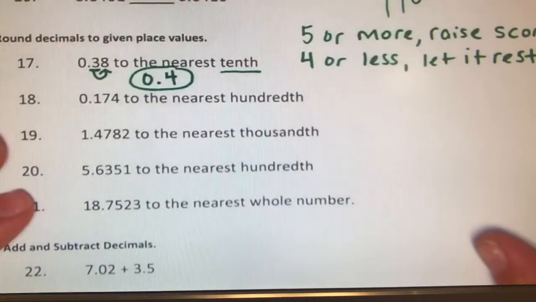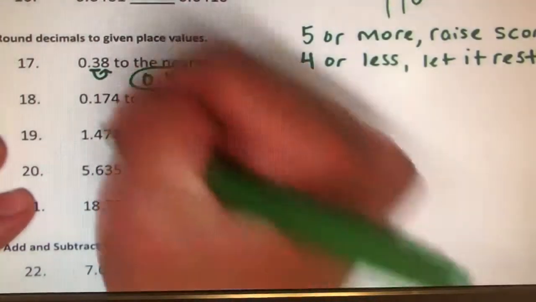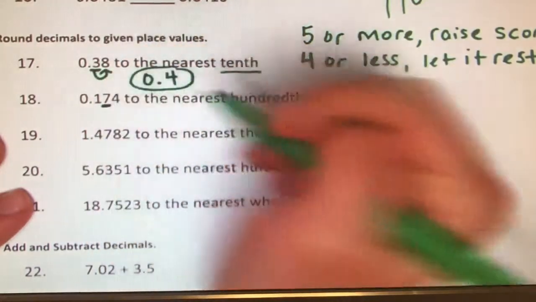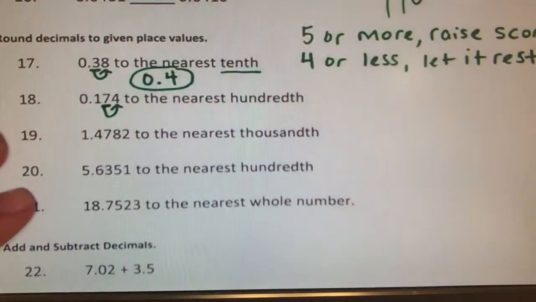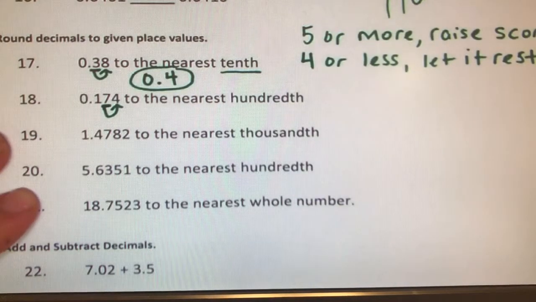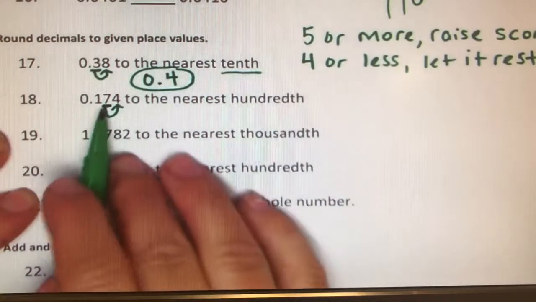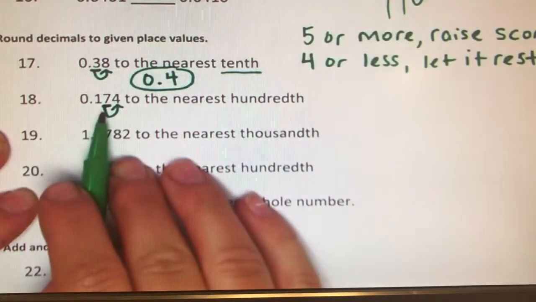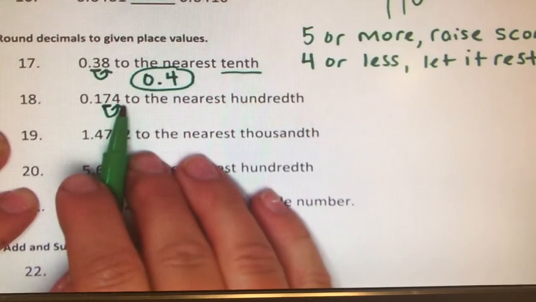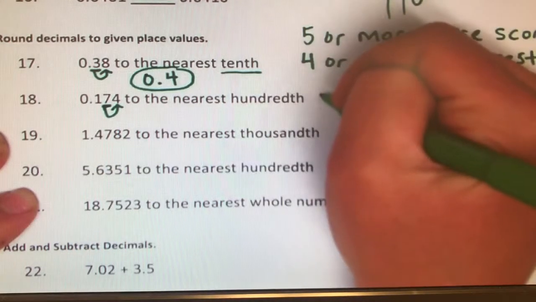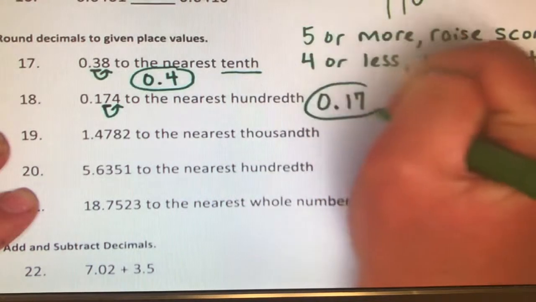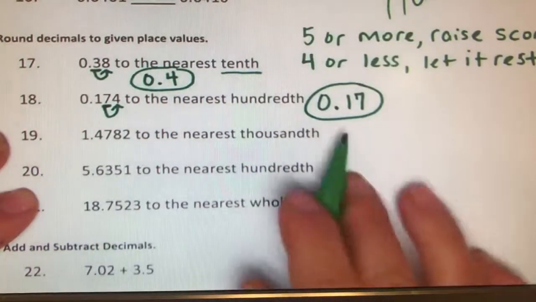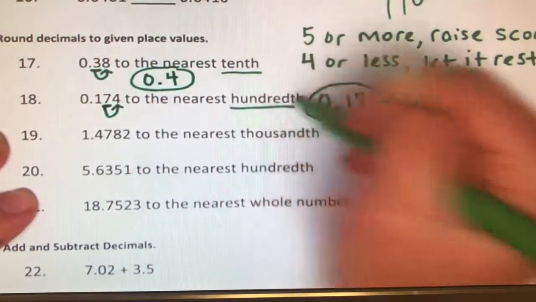On number 18, we're going to round to the nearest hundredth. So I'm going to underline the 7, which is in the hundredths place. And remember, we look next door to the right. The 4 is 4 or less, so what does that mean? It means we let it rest. That means we leave the 7 alone. It's going to stay 7. All the numbers to the right are going to stay the same, and everything to the left turns to zeros. So all I really need now is 0.17. I ended it in the hundredths place, 17 hundredths.